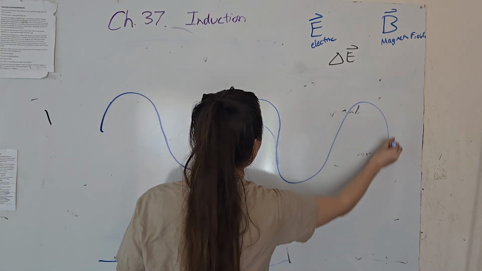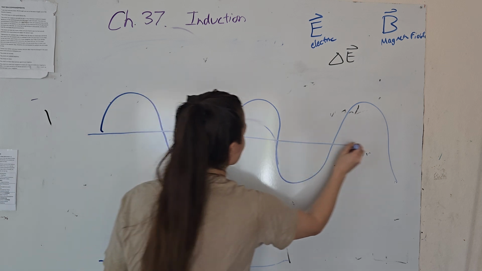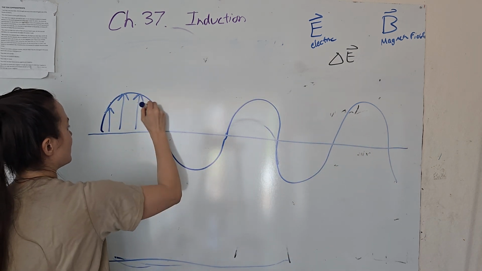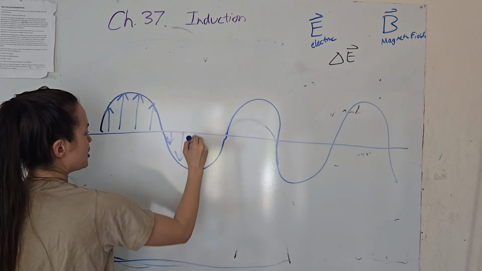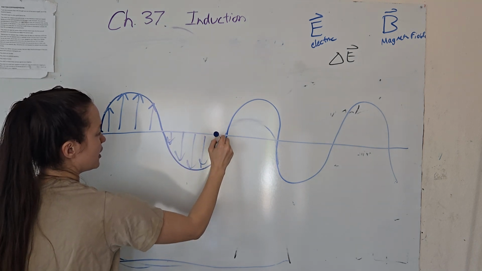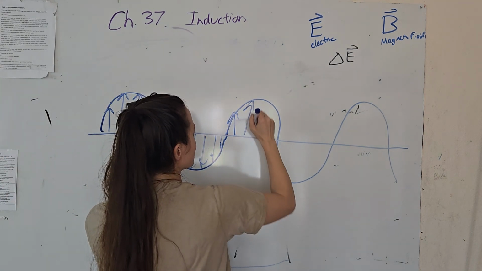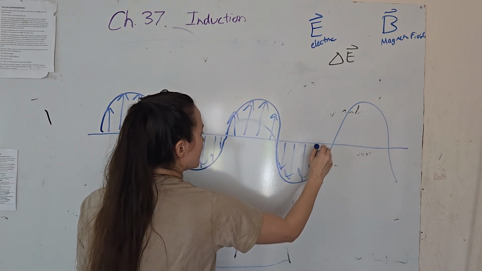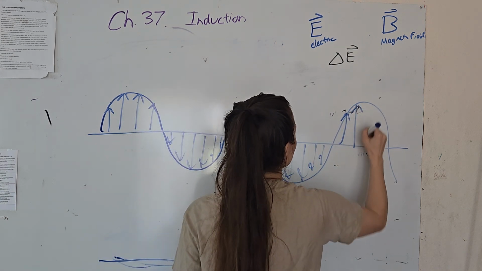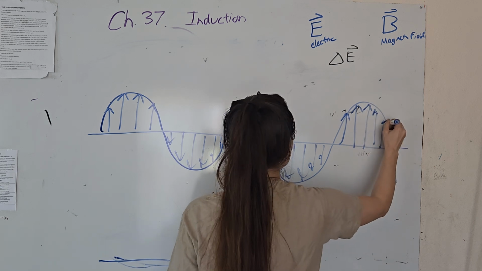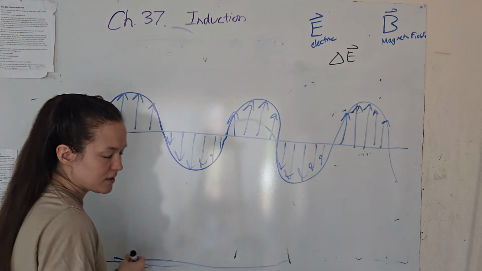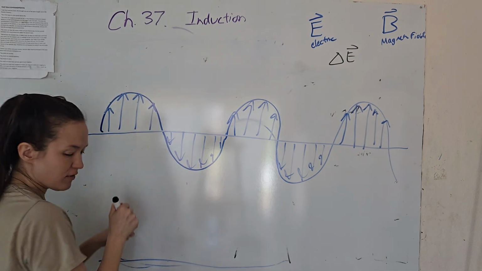Okay, so here I've got an electric field that's changing. It's changing direction and amplitude. It shrinks and then it goes in the other direction. It gets stronger and stronger, and then it shrinks, and then it gets stronger and stronger. Right? But as it is changing, remember, a changing electric field is producing a changing magnetic field.